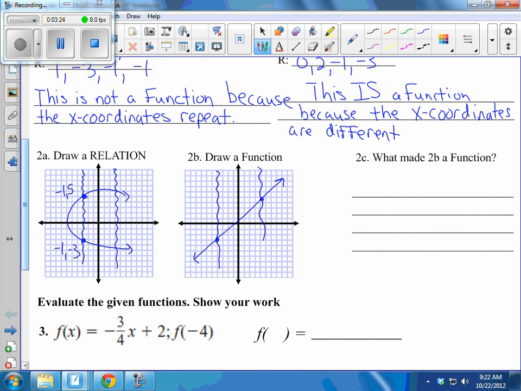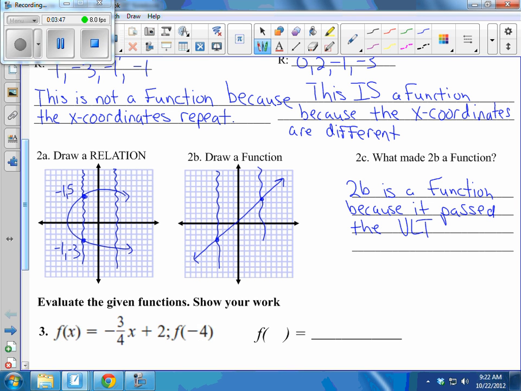So what made 2B a function? 2B is a function because it passed the vertical line test. And I'm going to abbreviate vertical line test with VLT.